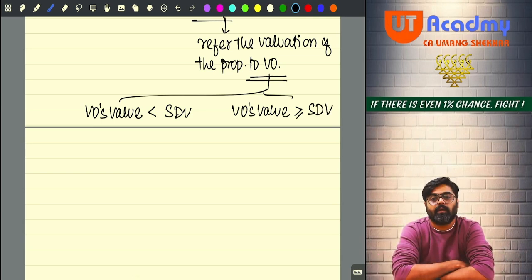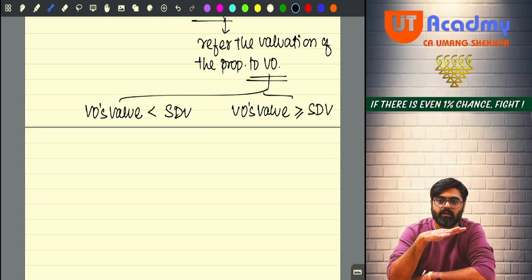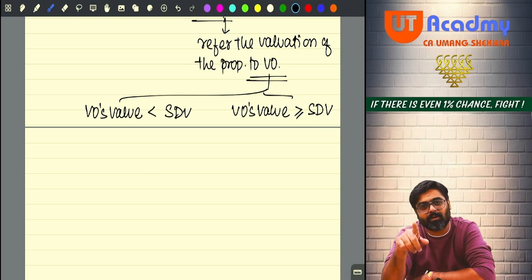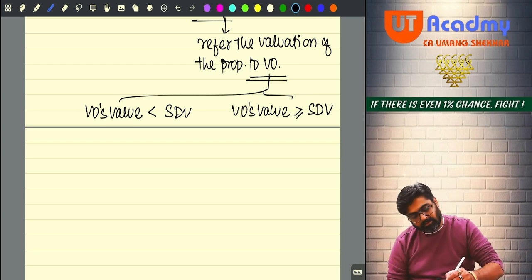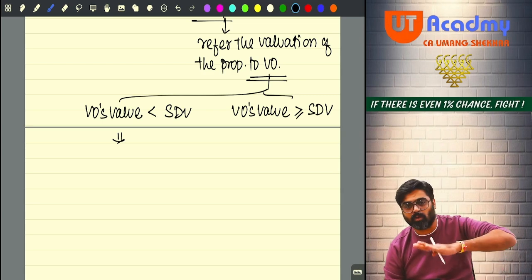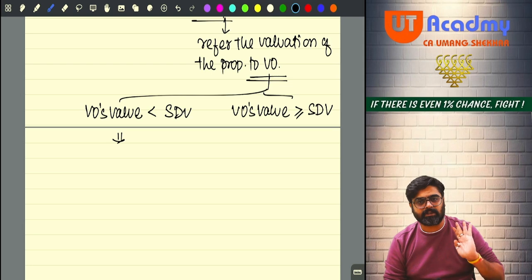See, if you are saying that the sale consideration is lower, why? Because the fair market value was lower. And our department's value is also lower, meaning that you are not trying to fool us. You are an honest person. So in such a case, even our department valuation officer's value is lower than the stamp duty value. That means you are not lying. You are an honest taxpayer.